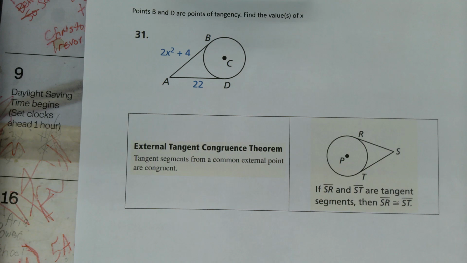The external tangent congruence theorem says that tangent segments from a common external endpoint are congruent. So if you look at the picture here on the right, SR is congruent to ST if they're both tangent. And back to our problem up above, AB is congruent to AD because we're told that B and D are points of tangency. So I'm going to pause it, and your sub will pause it, solve for x, and I'll give you my answer in a second.